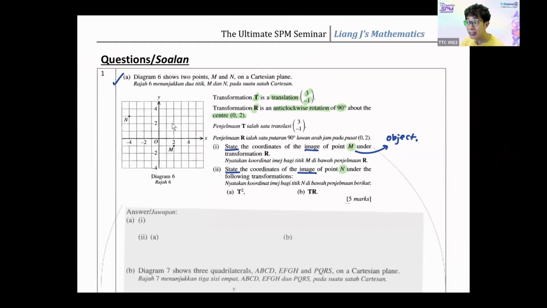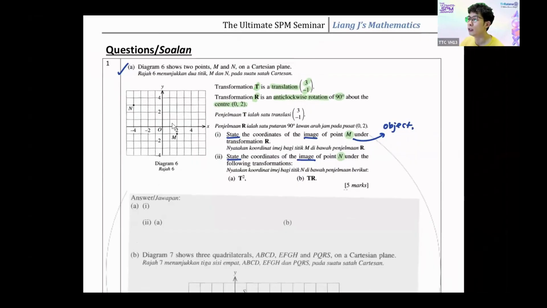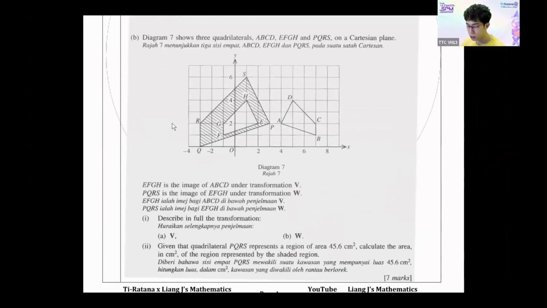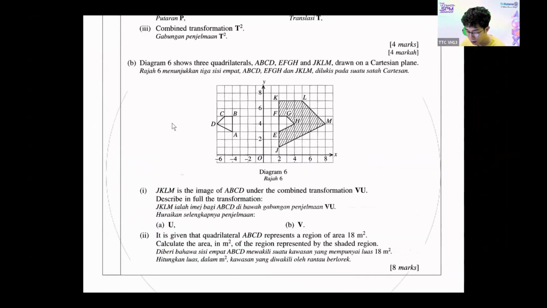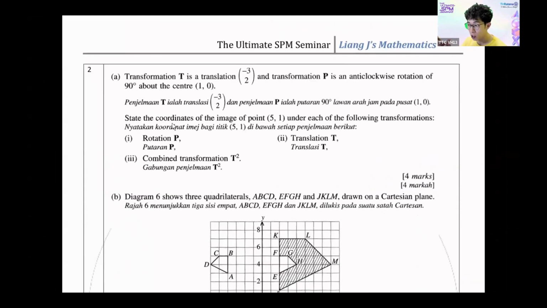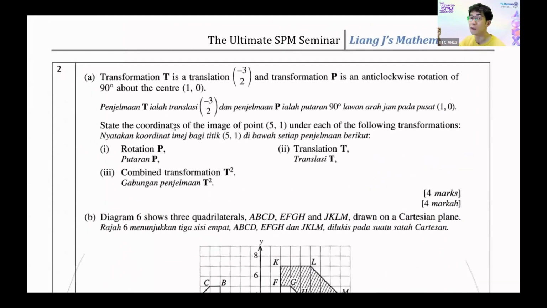Now, you look at another question that I'm going to show you now. It's over here in your page number 5, everybody. I'm going to read the question and you tell me whether it looks similar or not. It looks like roughly the same type of question. Now it says transformation T, translation (-3, 2). Transformation P, anti-clockwise rotation 90° about (1, 0).